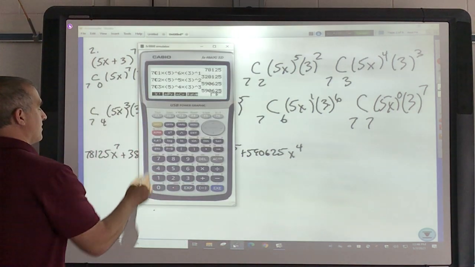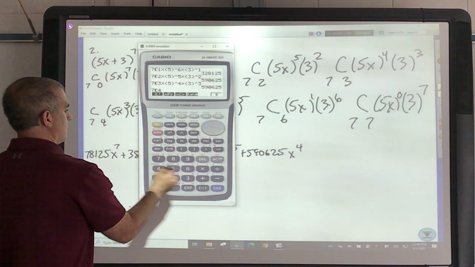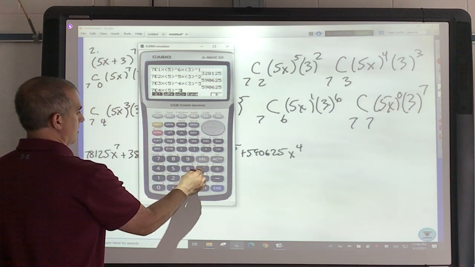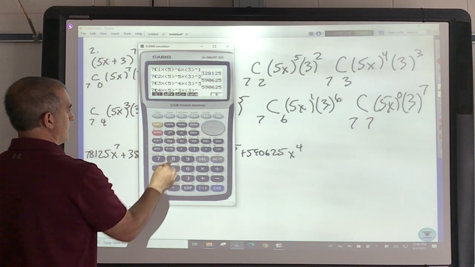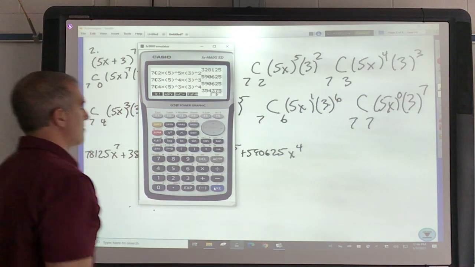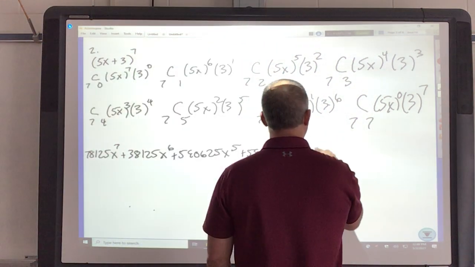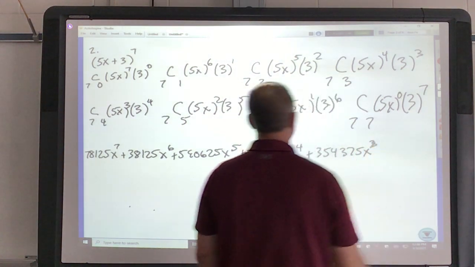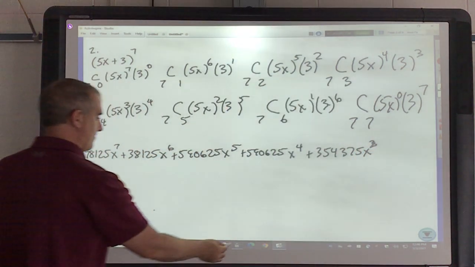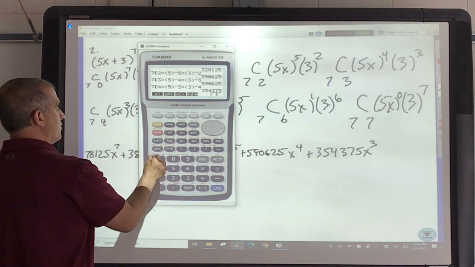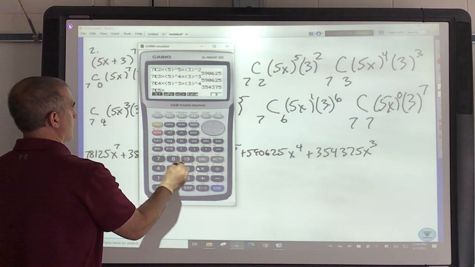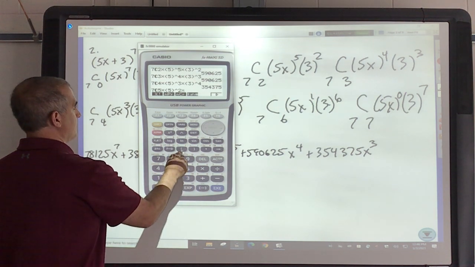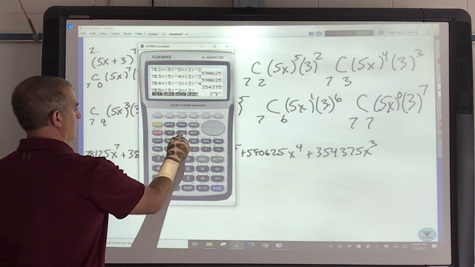And then 7 choose 4, just a battle of calculator skills, times 5 to the 3rd times 3 to the 4th. That gives 354,375 x cubed. Then 7 choose 5 times 5 to the 2nd times 3 to the 5th.